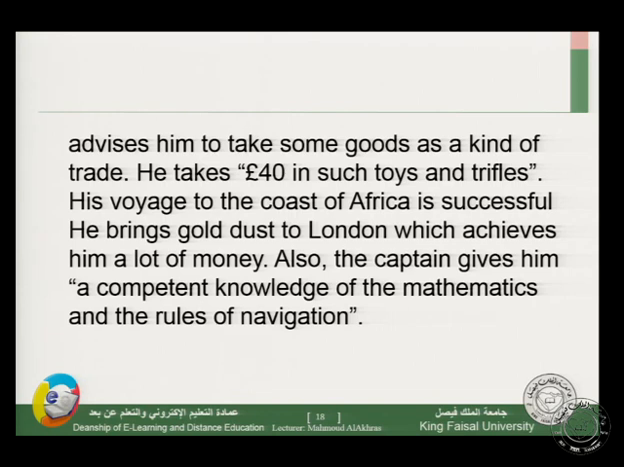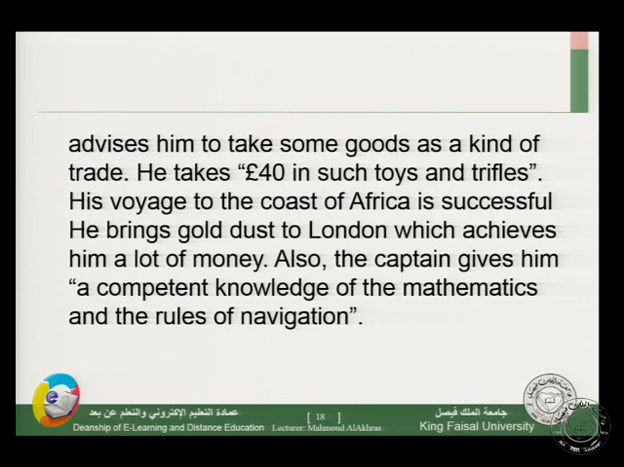Also, the captain gives him a competent knowledge of mathematics and the rules of navigation. So we have two benefits of this voyage to the coast of Africa. The first one, he brings a lot of gold dust, so he achieves financial success. The other one, he gets competent knowledge of mathematics and the rules of navigation. So he becomes a good sailor.